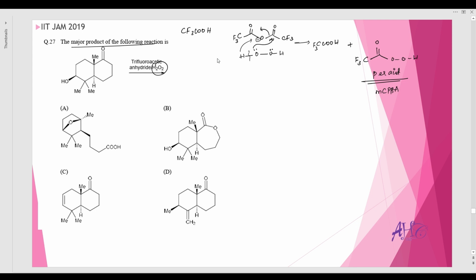Now first, here they have given a ketone, with a substituent like this. So there are two substituents like this. If you treat it with metachloroperbenzoic acid, what happens is that the more substituted side is favored. The oxygen will be inserted between your more substituted groups. This is going to be the product.